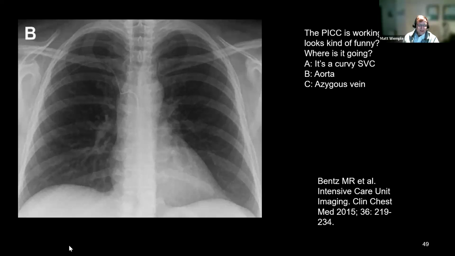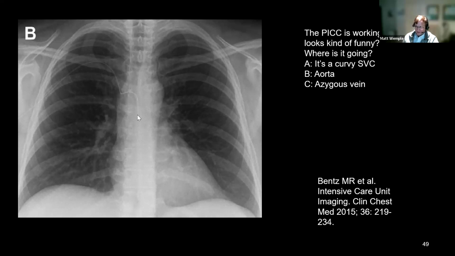It's a curvy SVC, aorta, and azygos vein. Oh, good job, guys. Yes, this is in the azygos vein. And this is a good example of one right here. You can see it's going through the SVC, and then instead of going right into the right atrium like it should, it goes posteriorly, which is the direction the azygos vein is entering the SVC, and then dips down here. So you could potentially give meds through this, but I would recommend moving that back because anytime you have a line like this in a pretty small vein like the azygos vein, there's a risk of clot.